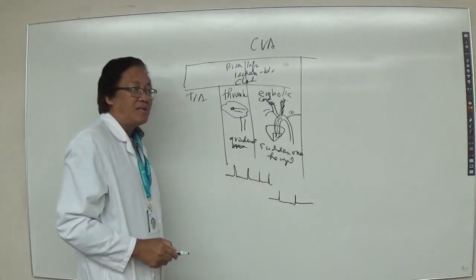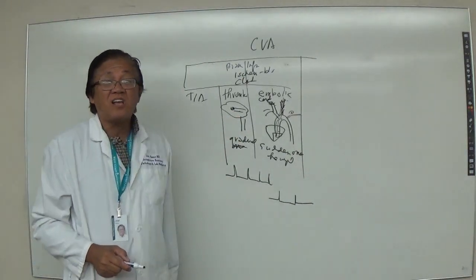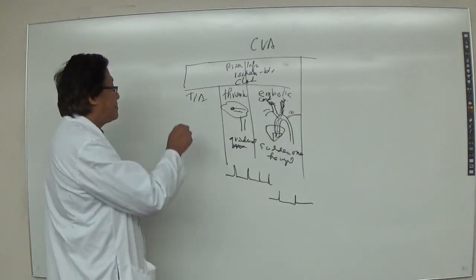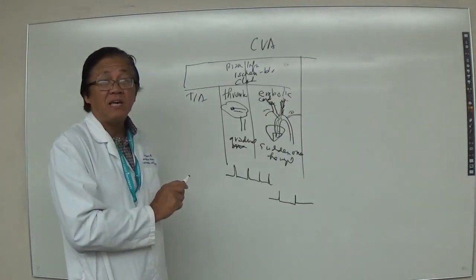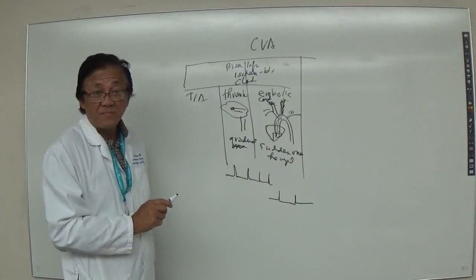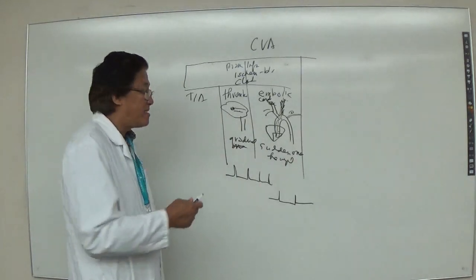Clot. Now, what about TIA? TIA stands for transient ischemic attack. What do you mean by that? Transient is temporary. Ischemia means what? Decreased blood flow, which affects the blood flow to the brain cells.